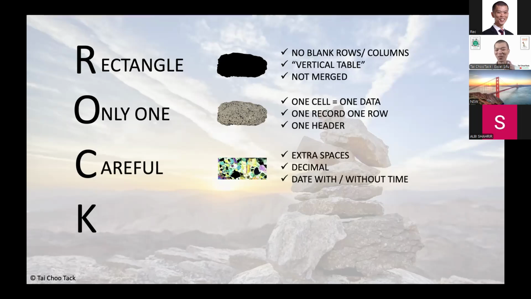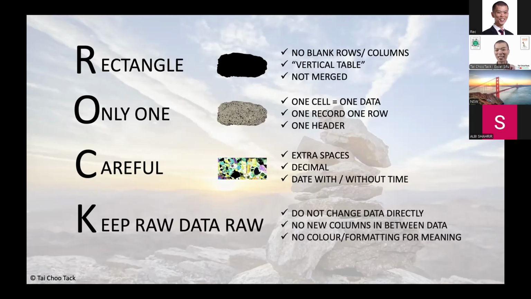K is very, very important. In order for us to reuse our data over and over again and be able to share with our colleagues, we want to make sure we keep raw data raw. There are three things we don't want to do. We don't want to change the data directly. We don't want to add any new columns in between the data, and do not use any color coding. Let's go through some of the examples here.